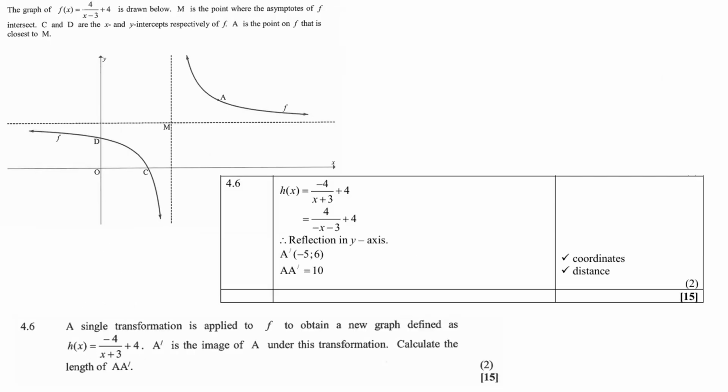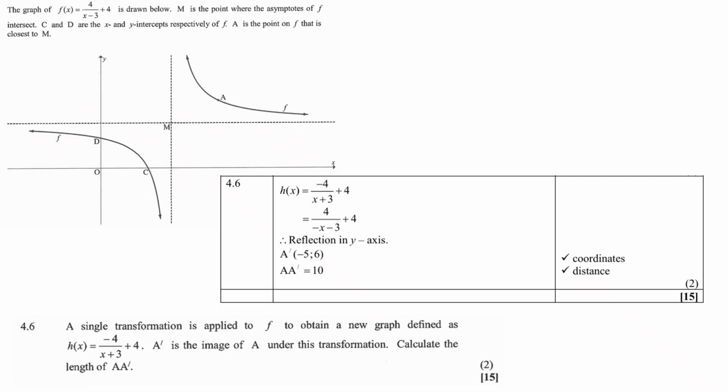That's question 4.6. A single transformation is applied to f to obtain a new graph defined as h of x, which is negative 4 over x plus 3 plus 4. So A's image is the image of A under the transformation. Calculate the length, the distance from the original A to the image of A.